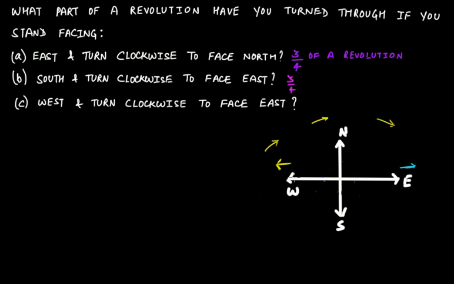So you first turn through west to north, that's the first right angle. Then from north to east, that's the second right angle. Since you have moved through 1 and 2 right angles, it means that this will be 1 by 2 of a revolution. And that's it.